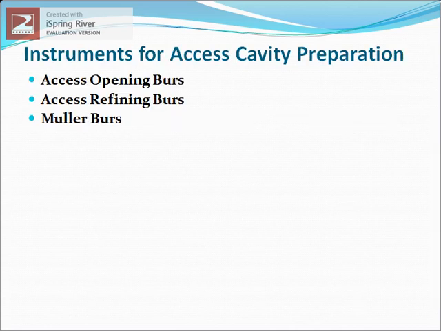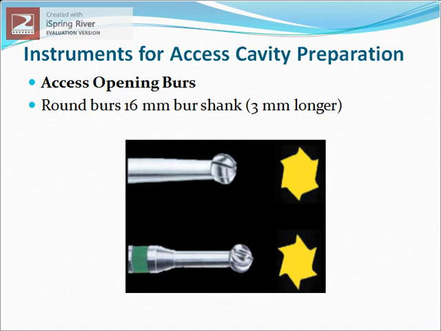Instruments for access cavity preparation. There are three types of dental burrs used for access cavity preparation: the access opening burrs, access refining burrs, and molar burrs. Access opening burrs are round burrs with 16 mm burr shanks. The shanks of these burrs are 3 mm longer than standard burrs.